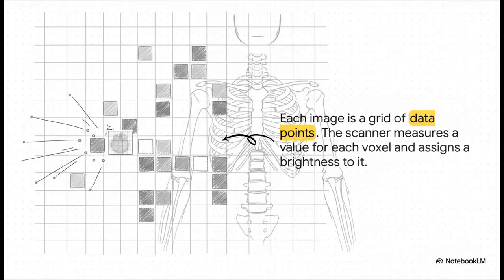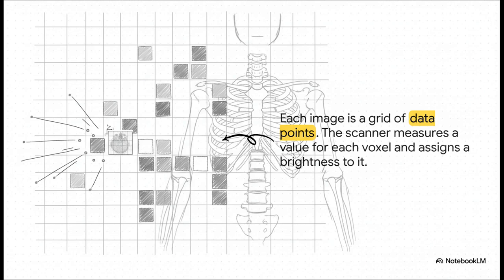And this makes it so much more clear. When you lay a grid over the scan like this, you can really see it. The image is just a huge collection of these data points. The scanner measures a value for every single one of those little cubes, those voxels, and then a computer assigns a brightness to it.